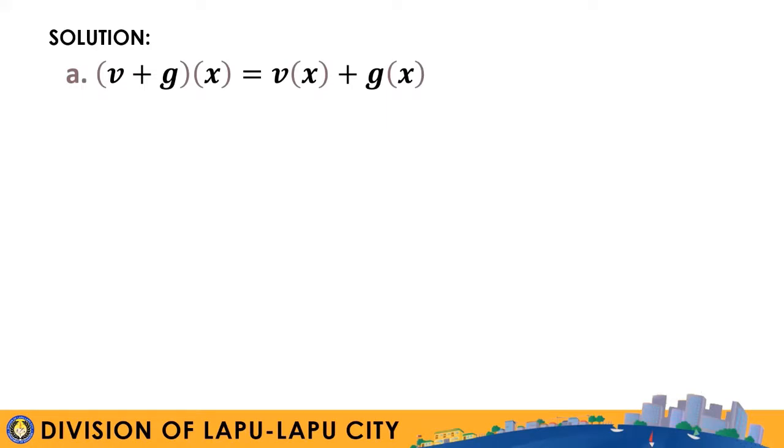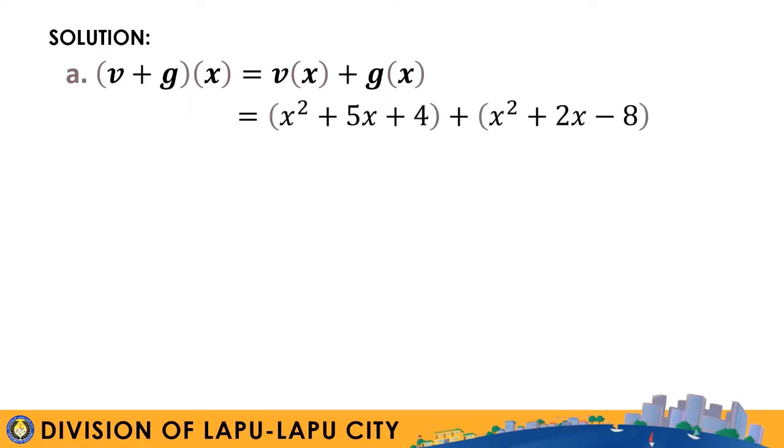V plus g of x equals v of x plus g of x. By definition, v of x is x squared plus 5x plus 4, and g of x is x squared plus 2x minus 8. Substitute v of x and g of x. Add the two functions by combining similar terms.